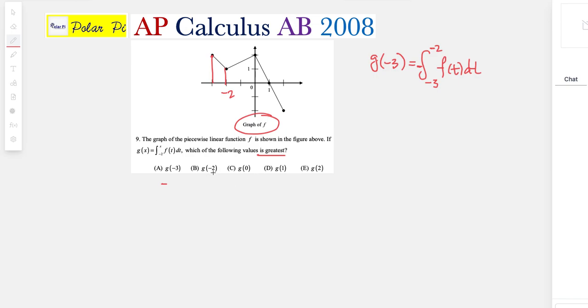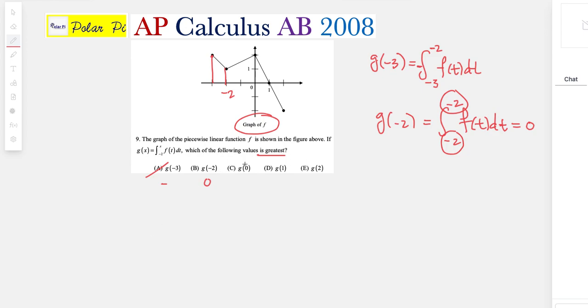Okay. So g of negative 3 is already beat by B, because g of negative 2 would be the integral from negative 2 to negative 2, right? And we know, doesn't matter what function it is, let alone f of t, right? We know that from the same value to the same value, it's going to give us an integral that's equal to 0. So we see that this is 0, so trumping A already, right?